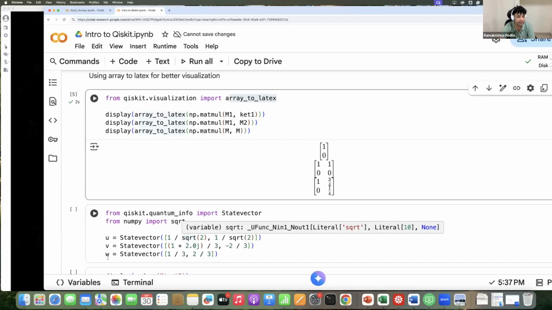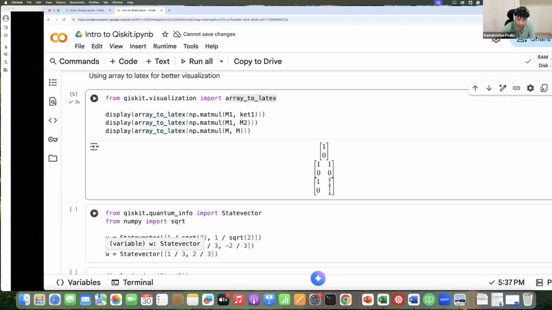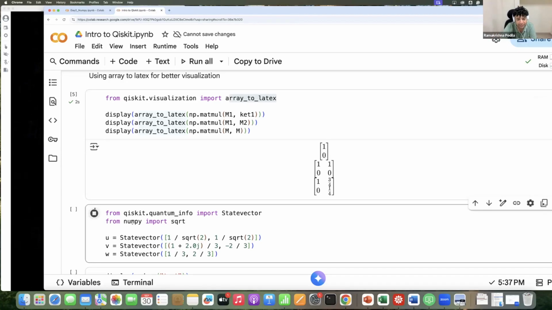I'm just defining three different state vectors here. Again, remember what a state vector means. It is encoding information about our preparation procedure, right? So I'm defining just three different states, right?